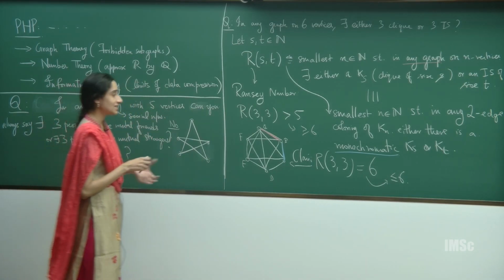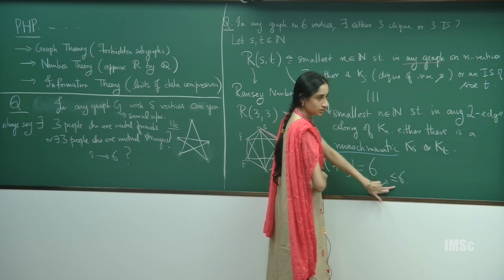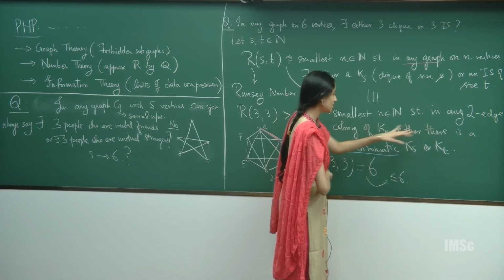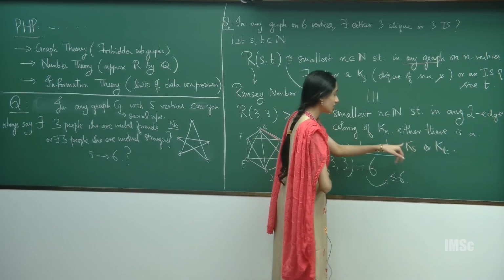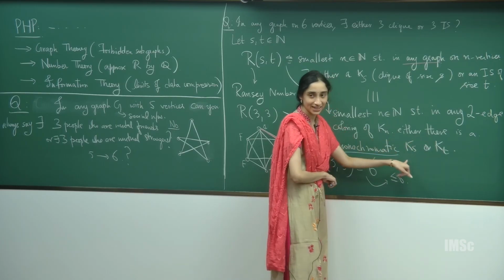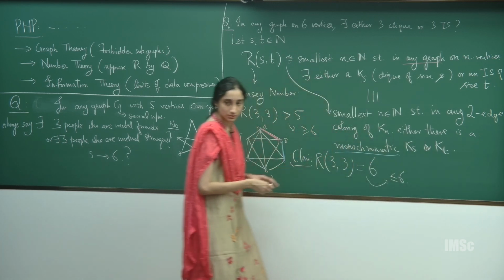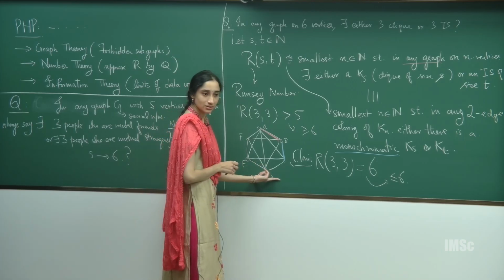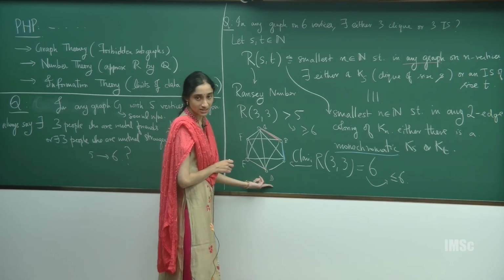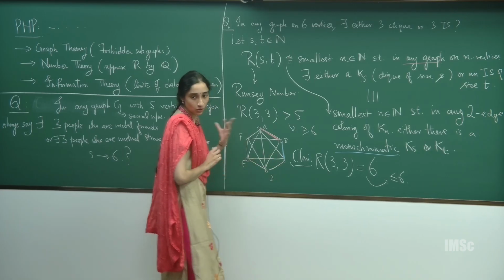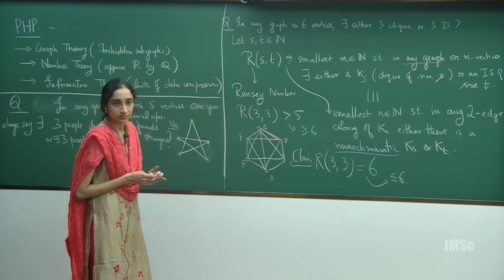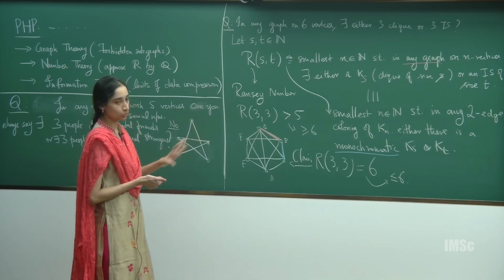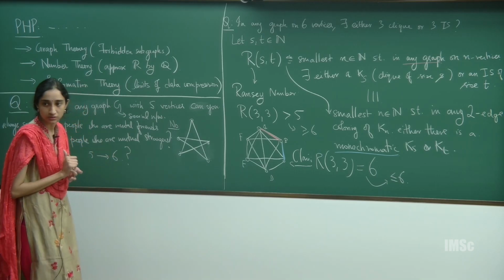To show it is less than or equal to 6, what should I show? I have to show that the smallest n such that in any two-edge coloring of Kn, there is either a red K3 or a blue K3, is 6. So what I should show is you pick K6, consider any two-edge coloring of K6, there is either a blue triangle or a red triangle. So maybe you should take 2 minutes to read what is on the board and figure out if you are comfortable before moving further.